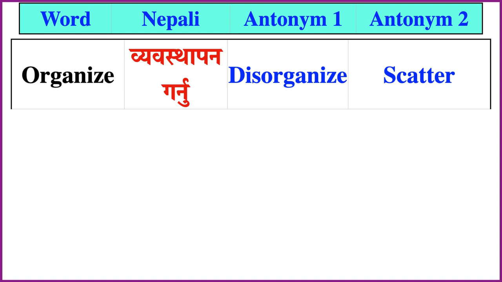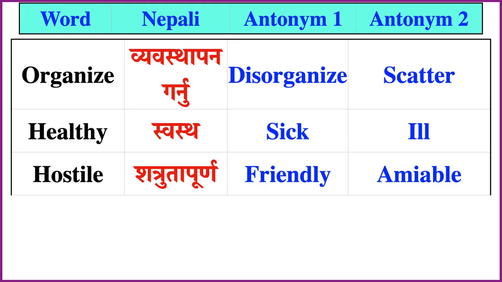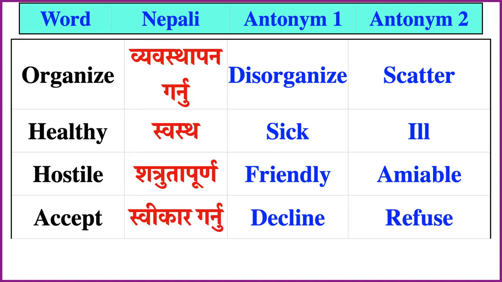Organize भनेको व्यवस्थापन गर्नु, and then antonyms are disorganize and scatter. Healthy भनेको स्वस्थ, and then its antonyms are sick and ill. Hostile भनेको शत्रुतापूर्ण, and then antonyms are friendly and amiable.